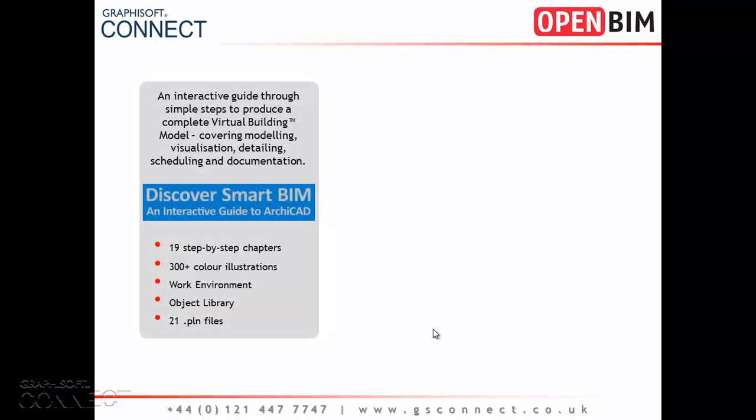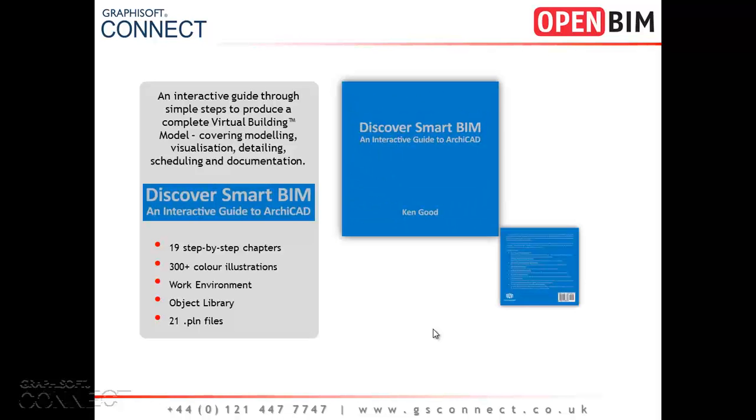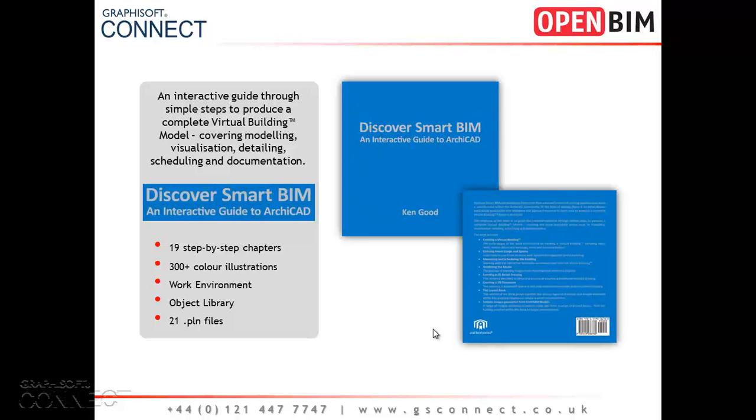The final part of the Start BIM Suite content is the book Discover Smart BIM, an interactive guide to ArchiCAD. This is a reference tutorial guide which is 19 chapters, there's over 300 colour illustrations in it. For each chapter there's a file at the start and the finish to enable you to go to any particular part to start from there. So if you wanted to look at the detailing part of it, for example, you could skip to chapter 14, there's a file you can open up. We also include the work environment and the object library you need to complete the exercises.